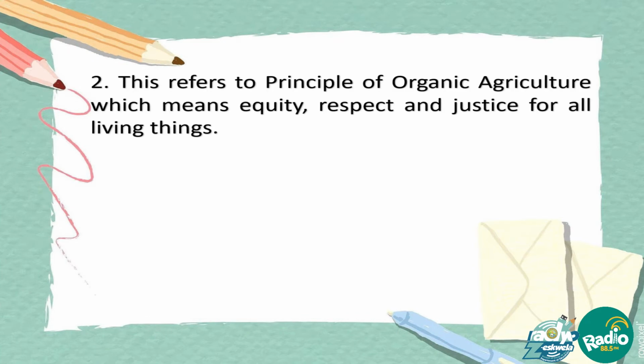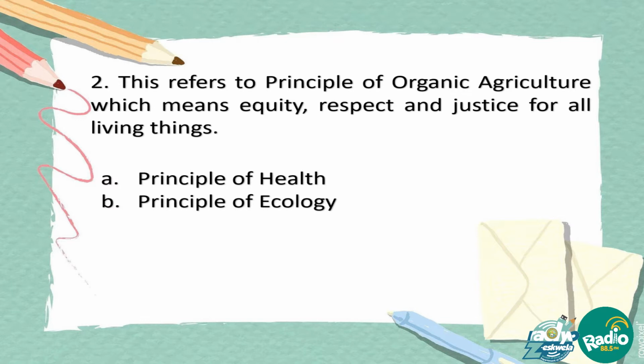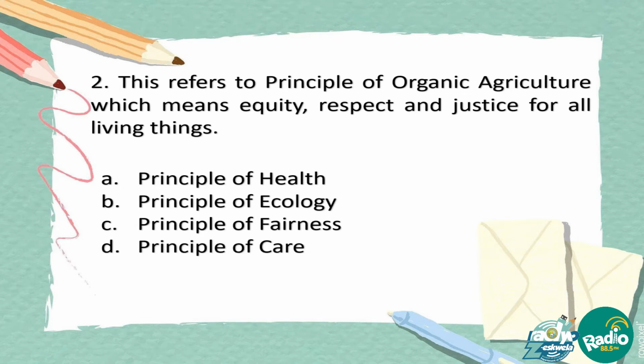Number 2. This refers to principle of agriculture, which means equity, respect, and justice for all living things. A. Principle of health. B. Principle of ecology. C. Principle of fairness. And D. Principle of care. So the correct answer is letter C, Principle of fairness.